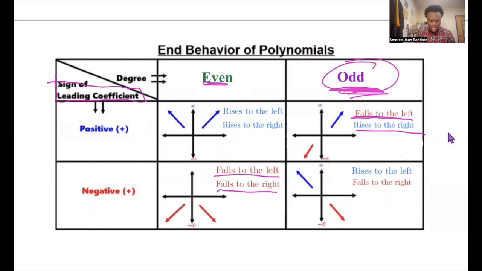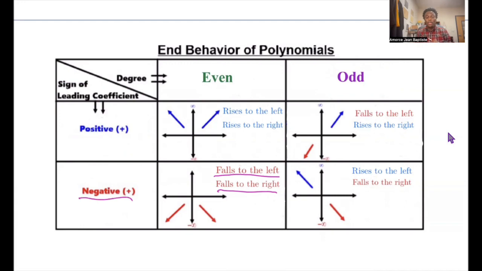And finally, if you have a polynomial function with a negative leading coefficient and an odd degree, you expect the function to rise on the left side, going up, and then the right side would go down, which is the opposite of having a positive leading coefficient and odd degree.